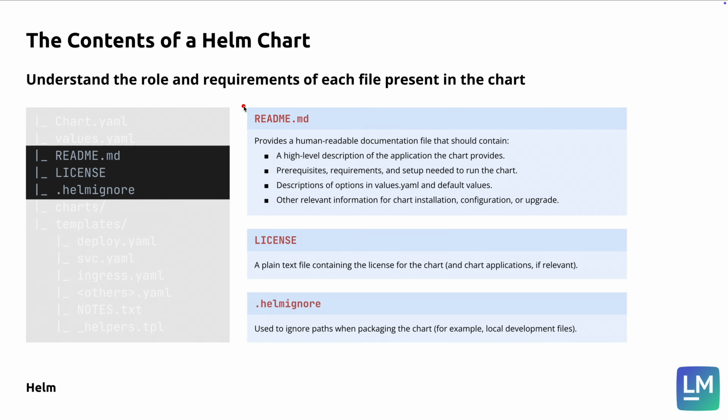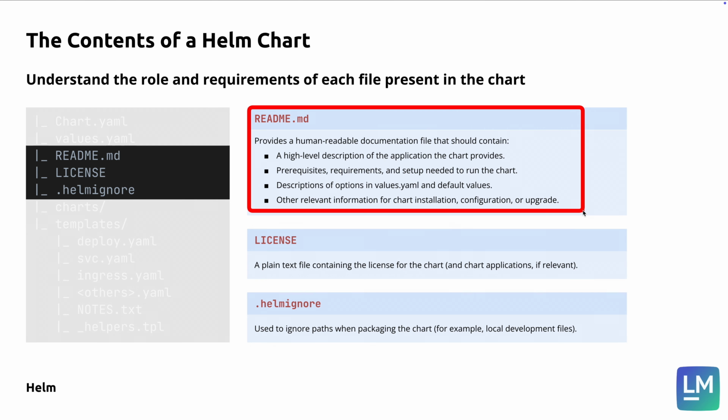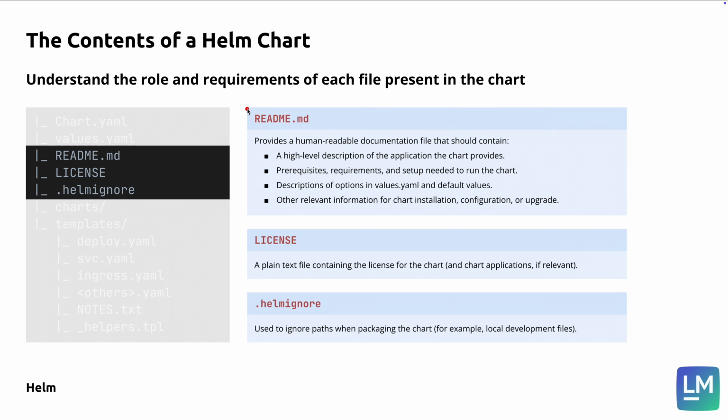We then have the README file, which provides human-readable documentation that should contain a high-level description of the application that the chart provides, as well as prerequisites, requirements, and any setup needed to run the chart, descriptions of options in the values.yaml file as well as their default values, and any other information that is relevant for the installation, configuration, or upgrade. You will find that the README of many common, well-maintained charts is huge, and it has very extensive documentation of its functionality. So it's not only a great place for us to go whenever we need to look for information about the behavior of a certain chart, but also great inspiration for how we can create great READMEs ourselves.